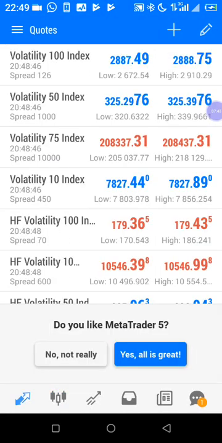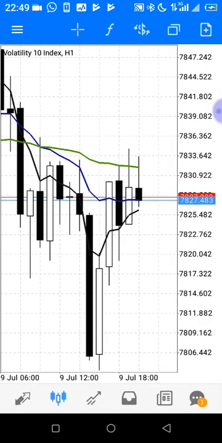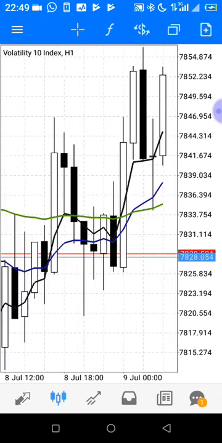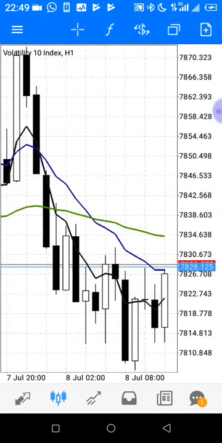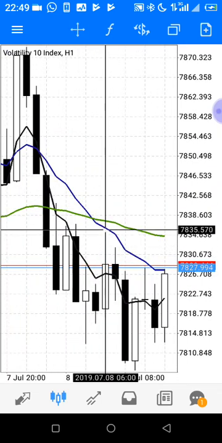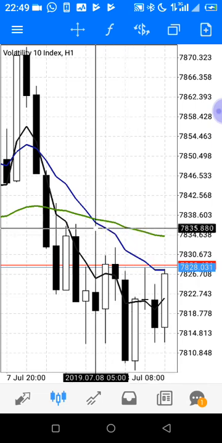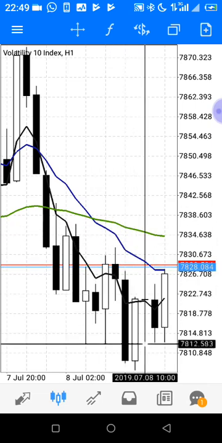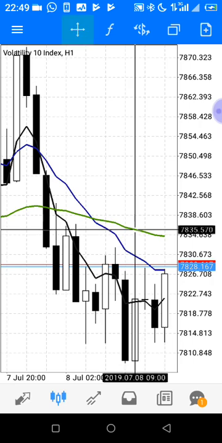Let me see. This is V10. Same conditions here. Pointing down, order of the colors, and it did sell. You could have got your money.